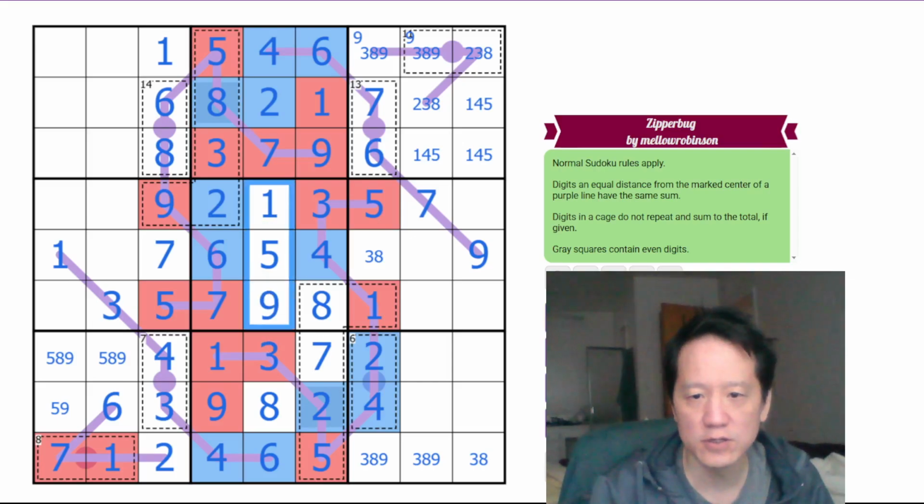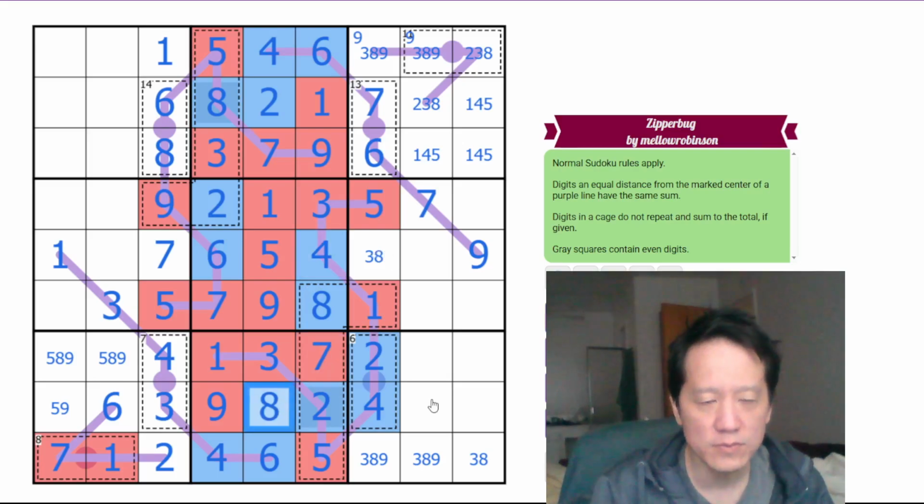So these are all odd digits. This is an even digit, even digit. This must be odd. The remaining digits in this can't be a 9, so this must be a 5, which means this can't be 5 here. We have an odd digit here. This is an odd. These are even.